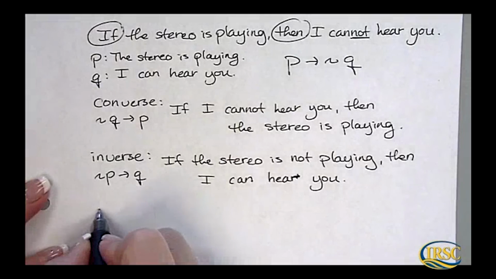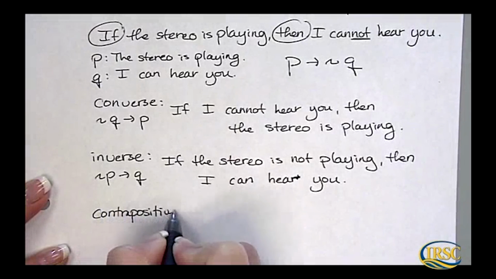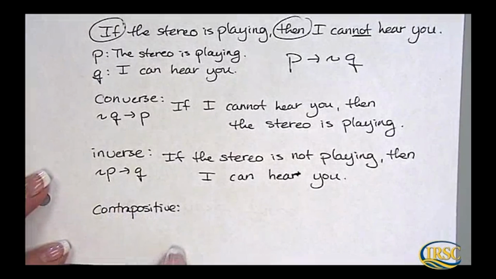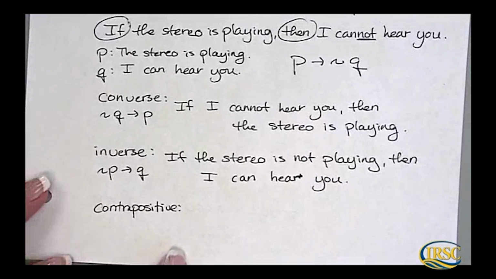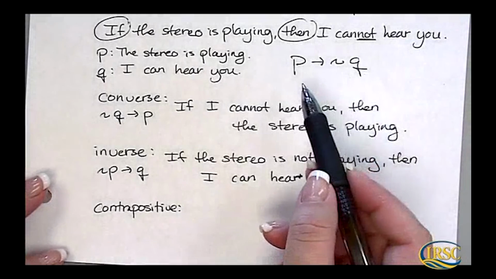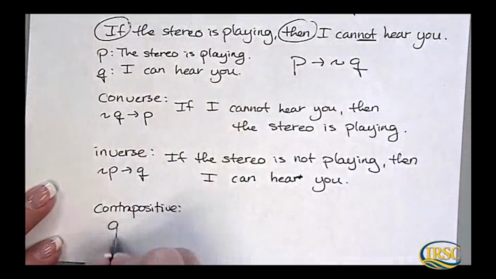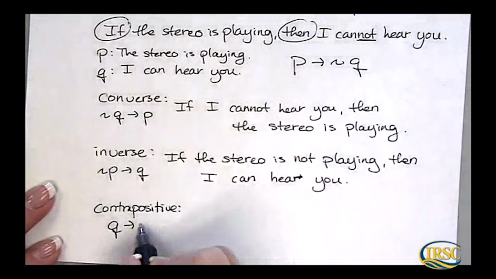Okay, contrapositive. So what are you supposed to do to the original conditional statement? Reverse and negate. Good. So reverse the order and negate both sides. So we're going to start out with Q. If Q, then not P.